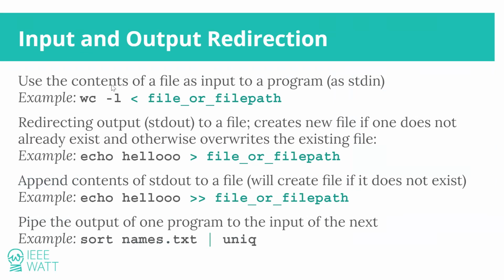So first, let's say you want to use the contents of a file as the input to a program. What you could use is the less than sign, and then you can put the file name or the file path. Whenever you have a file name or file path, if the file's in the current directory, you just put the file name. But if the file is in a different folder, then you'd have to put some sort of path to it, and that's where you could use either absolute or relative paths.